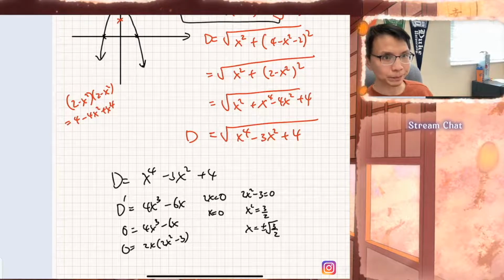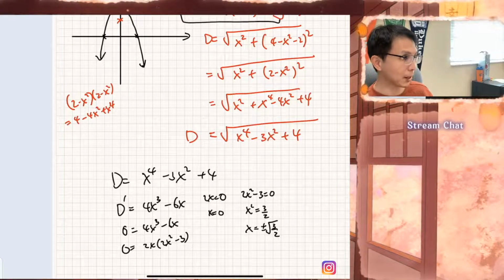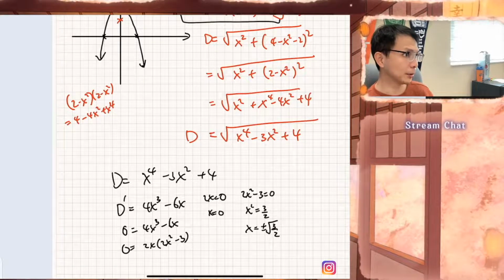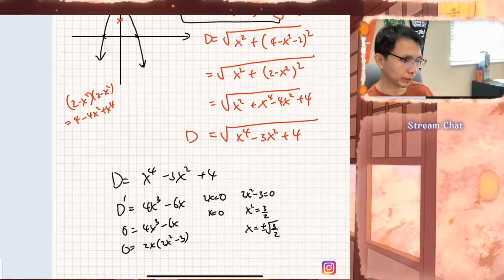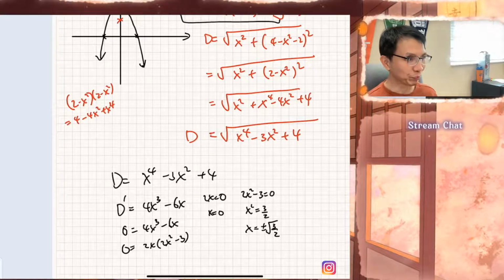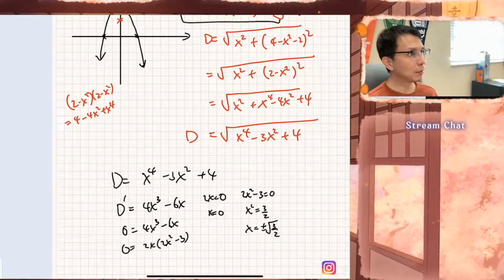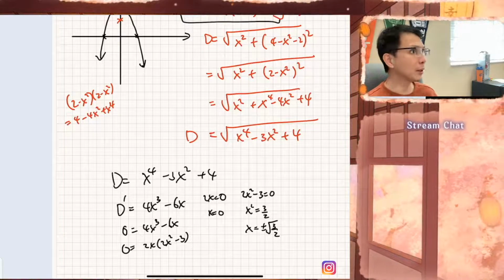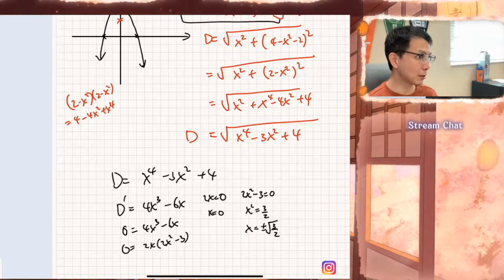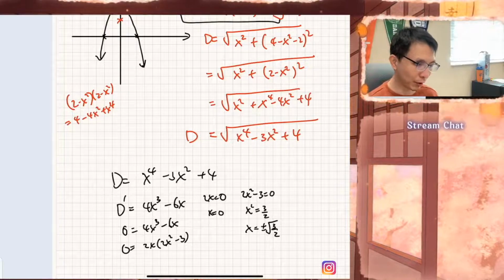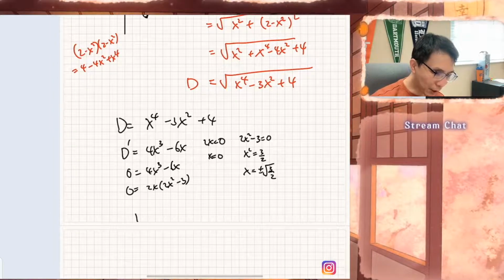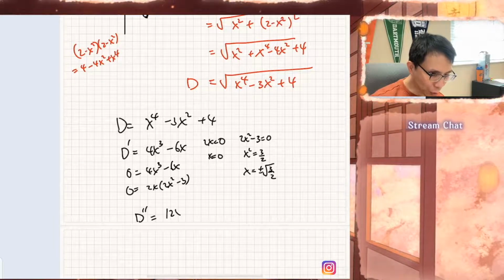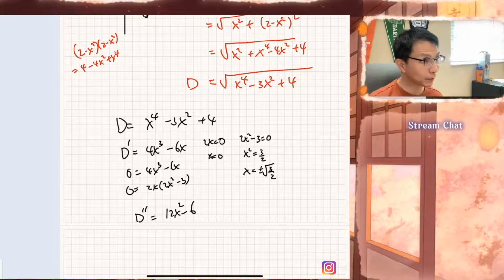So which one's which? Which one's going to give me the minimum? Well, is it 0? Possibly. Do we plug them into the original distance formula that we made before? Yeah, you can, but that's not really ideal. What you can do is the second derivative test, because that's much more efficient. So the second derivative is equal to 12x squared minus 6, right?